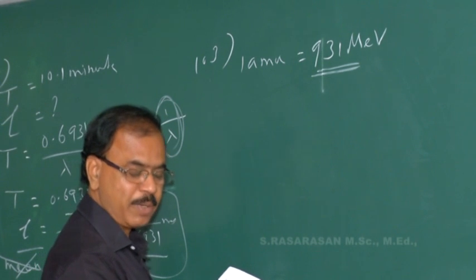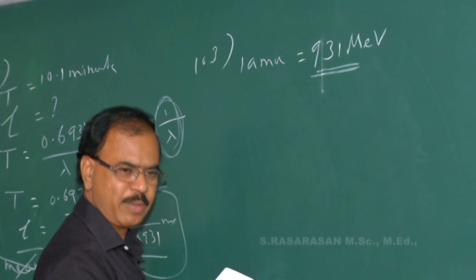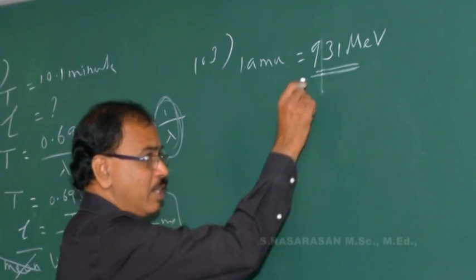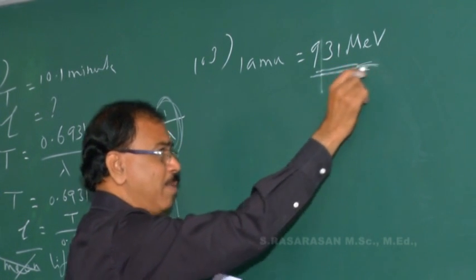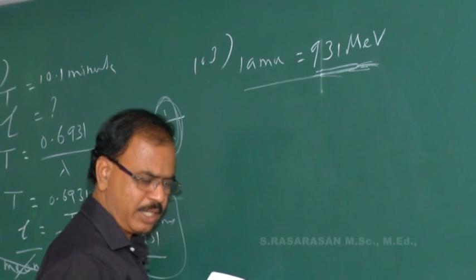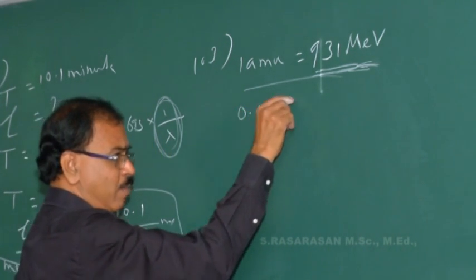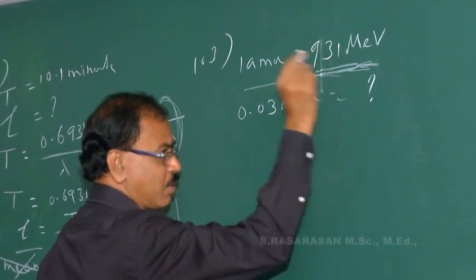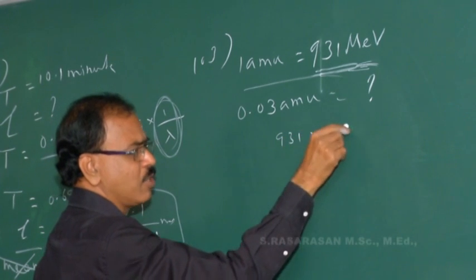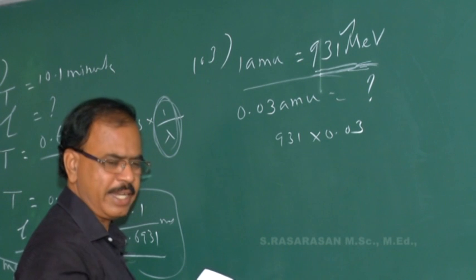If you calculate mc square, the result comes in joule. If we divide the value by 1.6 into 10 power minus 19 joule, we get the result in electron volt. Yes, if you do the calculation, this is what comes. So we are familiar with this one. Energy equivalent to 1 AMU is 931 million electron volt. So for 0.03 AMU, how much is it? We have to multiply, 931 into 0.03. For 1 AMU the energy is this much, for 0.03 AMU how much?